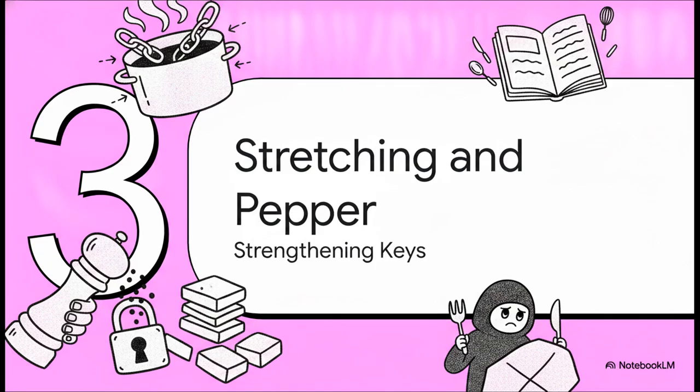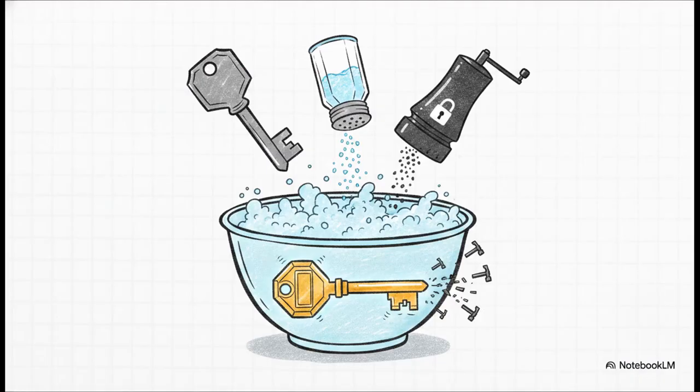Section 3. Key stretching and pepper. We're kind of leaning into a culinary metaphor here, as you can probably tell. We're going to add some more ingredients to our password recipe to make it even harder for attackers to digest. Now, what's really interesting is how these 3 elements combine into what we call a key derivation function. Think of this as your master recipe. You have your password, right? That's the base ingredient.